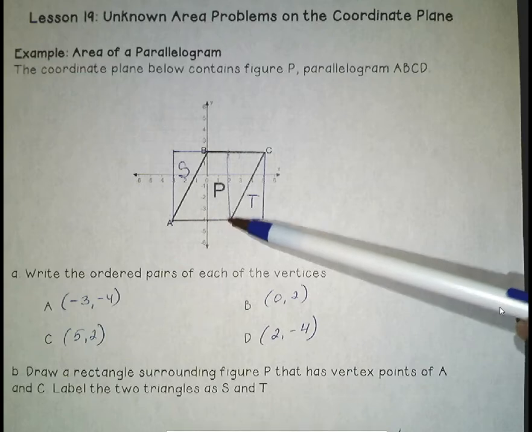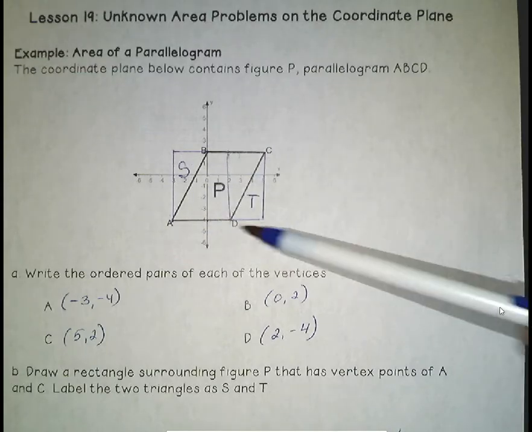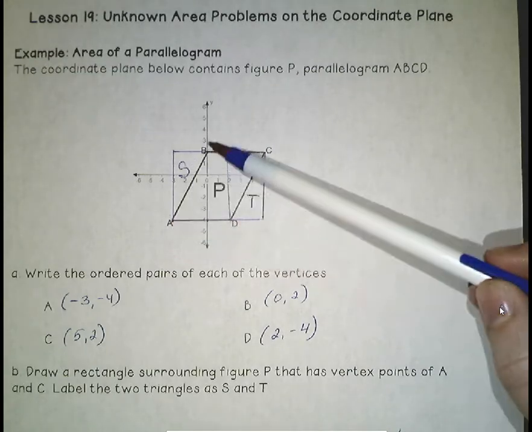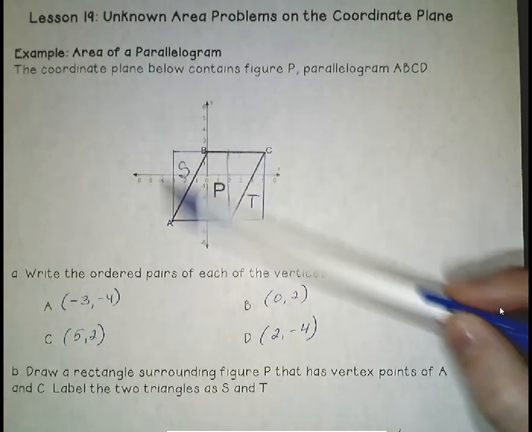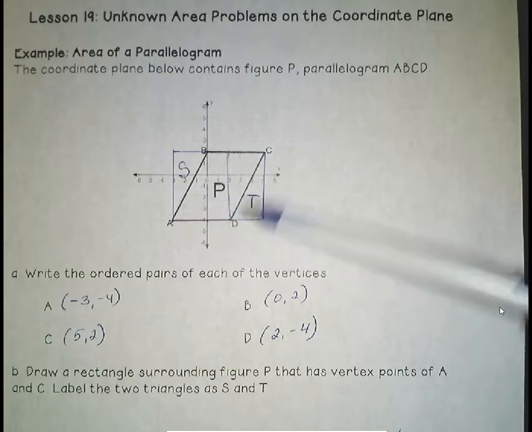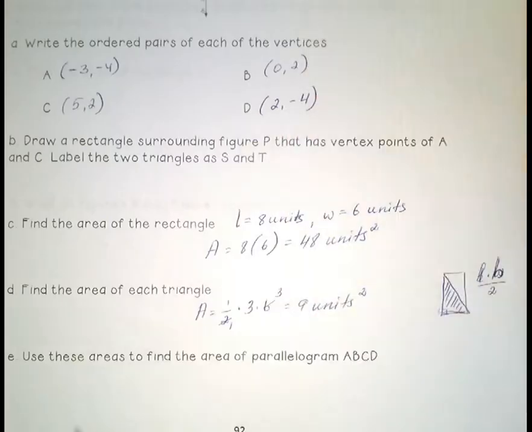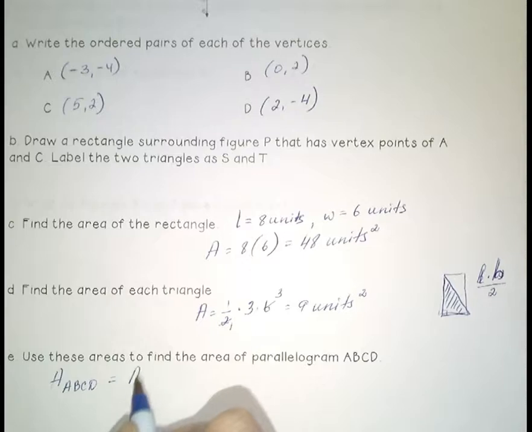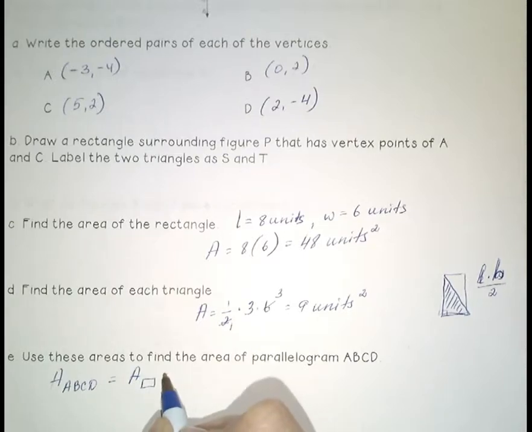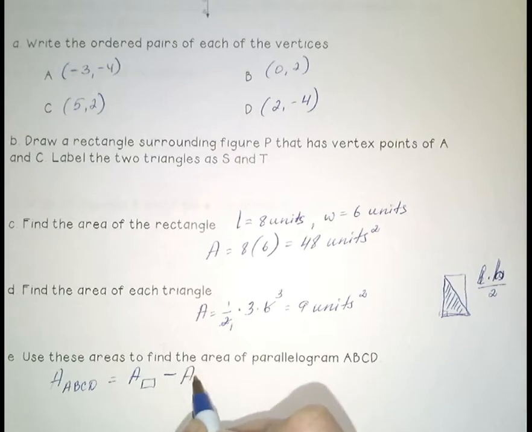So what I want to do, I see the whole rectangle right here, and I have two triangles that I can subtract from the area of the rectangle to find what is left. Okay, so to find the area of the parallelogram ABCD, we will find the area of the rectangle and subtract the areas of the triangles.